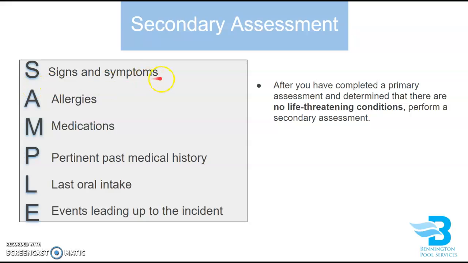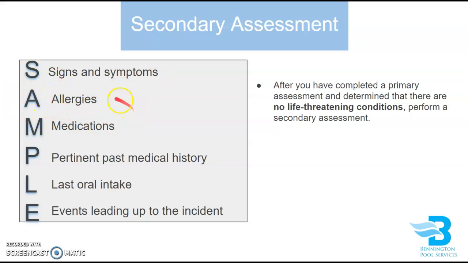So S, signs and symptoms, pretty self-explanatory. You want to observe and ask for their signs and for their symptoms. So, for example, are they bleeding? Are they gasping for air? Are they vomiting? Things like that. Every kind of situation will have different signs and symptoms, and it can really be helpful for you to know exactly what is going on by just observing the victim really well and literally just asking them what's going on, how are you feeling, things like that.